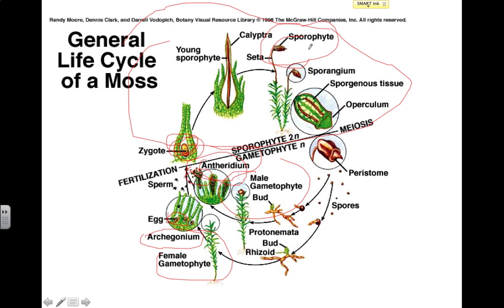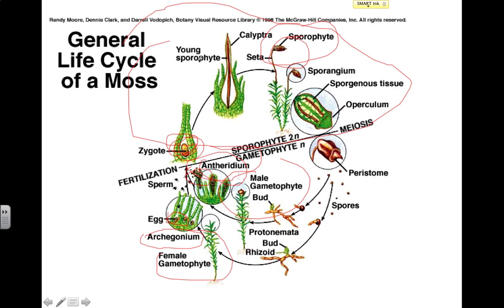So here's the sporophyte right here. And so once again, it goes back and forth. The sporophyte produces spores. The spores go through meiosis and form gametophytes. Gametophytes release those gametes, sperm and egg. Sperm fertilizes the egg and grows a new sporophyte. And so the idea is the sporophyte and the gametophyte are separate structures. They're together within the moss.